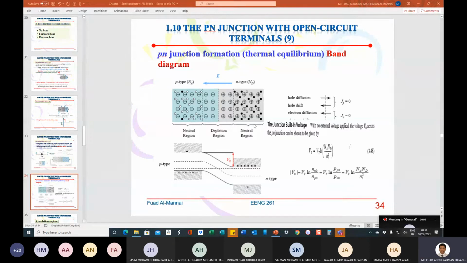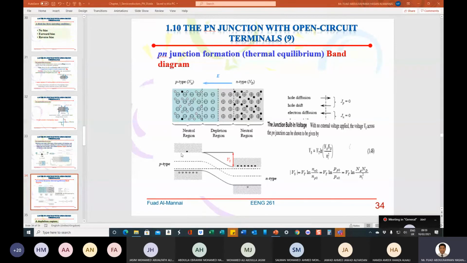When we look at the diode in more detail, why did I put this? I put this because when you go to the upper classes, especially when you want to be an electronic engineer, you want to study in more detail what's going on across the diode. In this case, we're going to look at the band diagram. What is the band diagram? It is over here. This is called the band diagram.